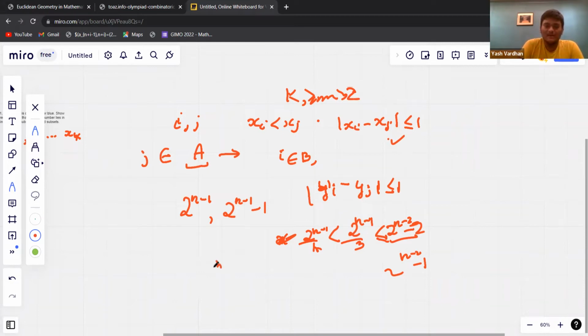We can do 2^(n-1) + 3 of one color and 2^(n-1) - 2 of the other color. And since here we were using the fact that this was less than or equal to this, but when m is small, we can also make sure that this expression is also large enough.